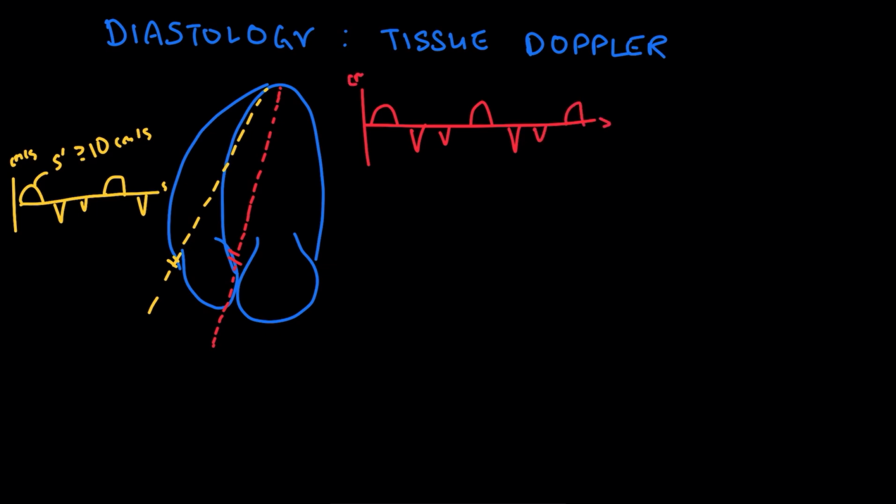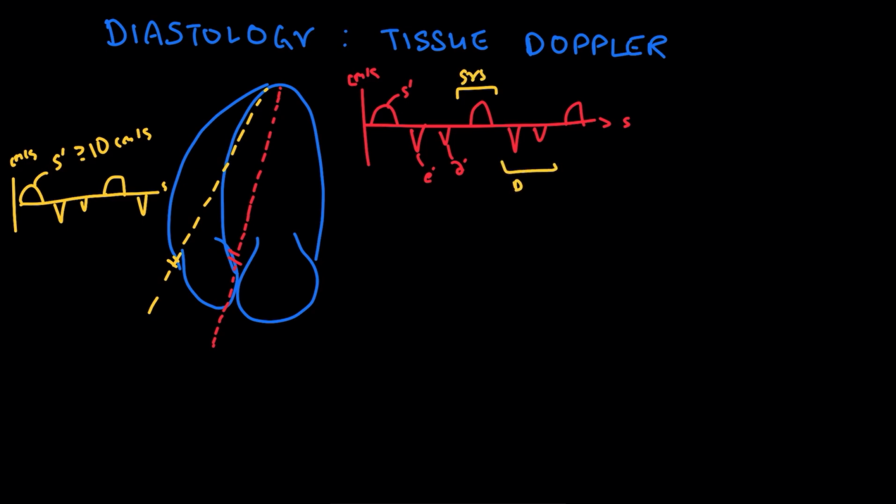And so again, our units are centimeters per second, and here our units are seconds: S prime, E prime, and A prime. We use prime whenever we're talking about tissue Doppler, so it's easy to understand. And I'm just going to remind you here that this is during systole, and these are during diastole.